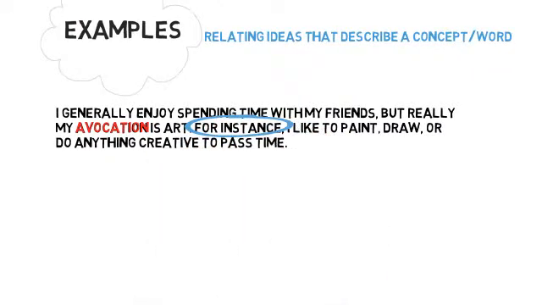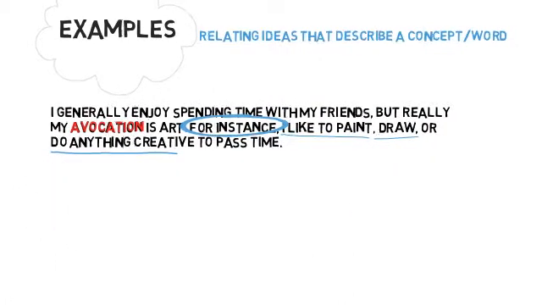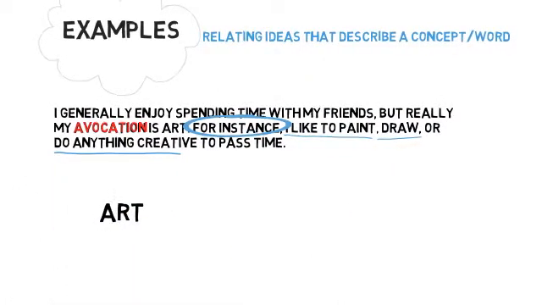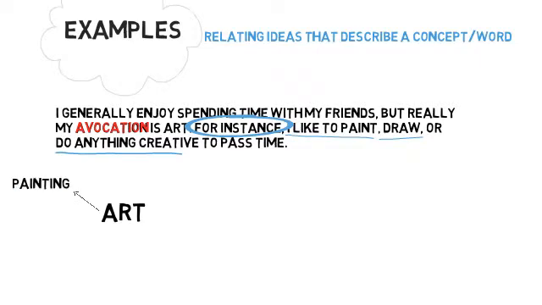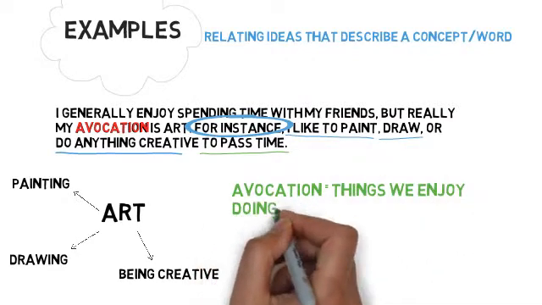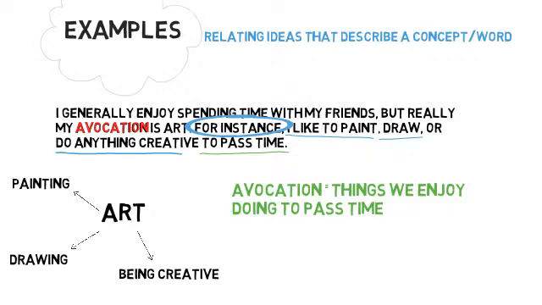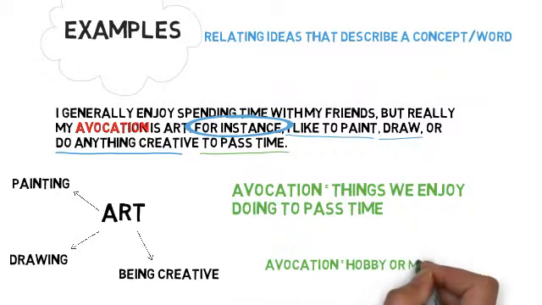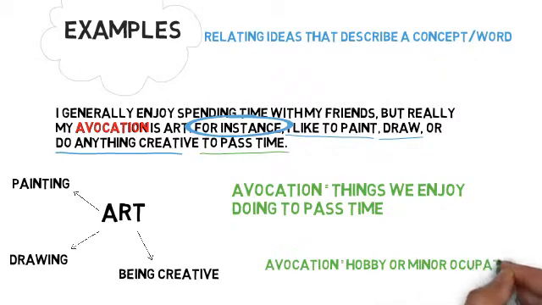We know that we are given an example because we have the phrase for instance, and then it's followed by examples of types of art. Painting is a type of art, drawing is a type of art, and also doing anything creative is part of doing art. So if avocation equals things that we enjoy doing to pass time, then we know that an avocation could be another word for a hobby or a minor occupation.